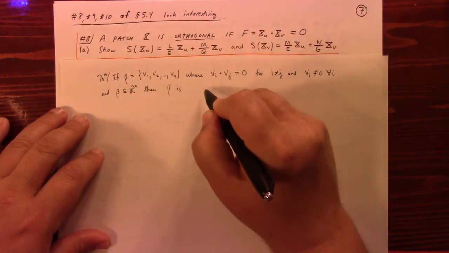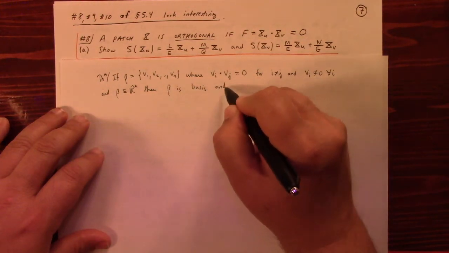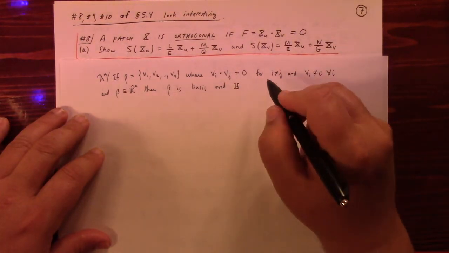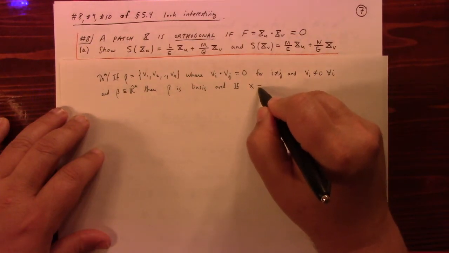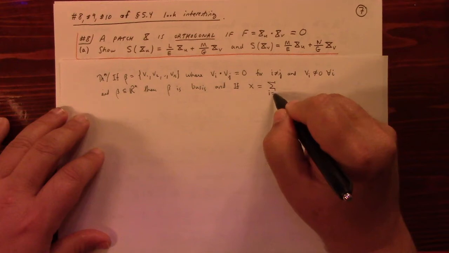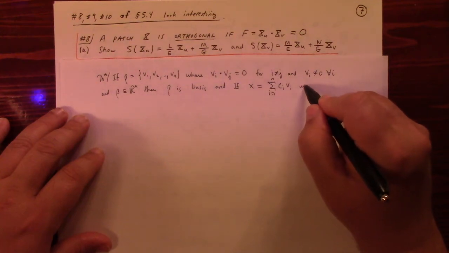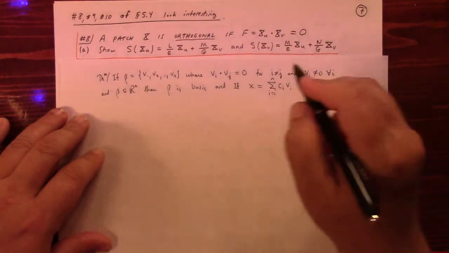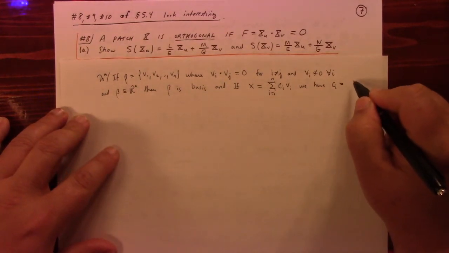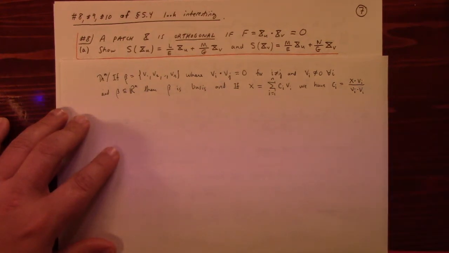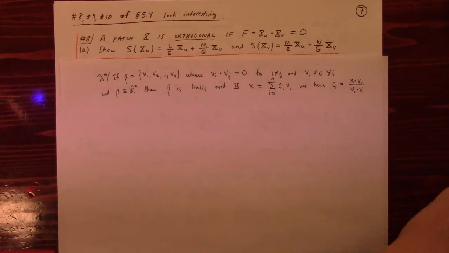Then beta is a basis, and if x, let's say, is equal to the sum over i equals 1 to n of ci vi, we have that the formula for ci is equal to x dot vi divided by vi dot vi. All right, so let me prove that for you. Proof.